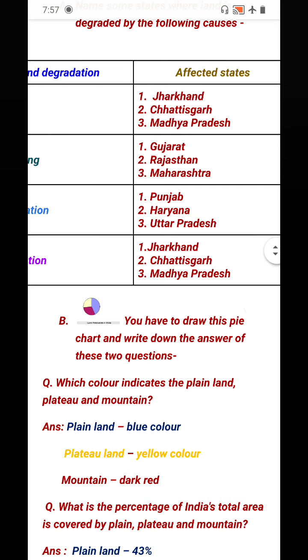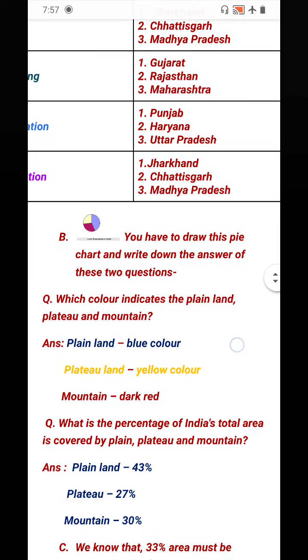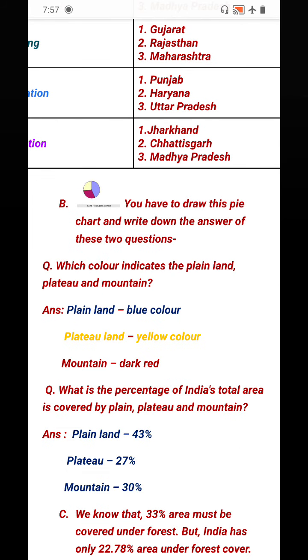In question number B, you have to draw this pie chart. Here 3 colors are given: light yellow, violet, and dark deep red. You have to draw this pie chart, and then write down the answers of these 2 questions. Which color indicates the plain land? Here plain land is the blue color, that means you can say it is violet also. Next, plateau is the yellow color, and mountain is the dark red color.